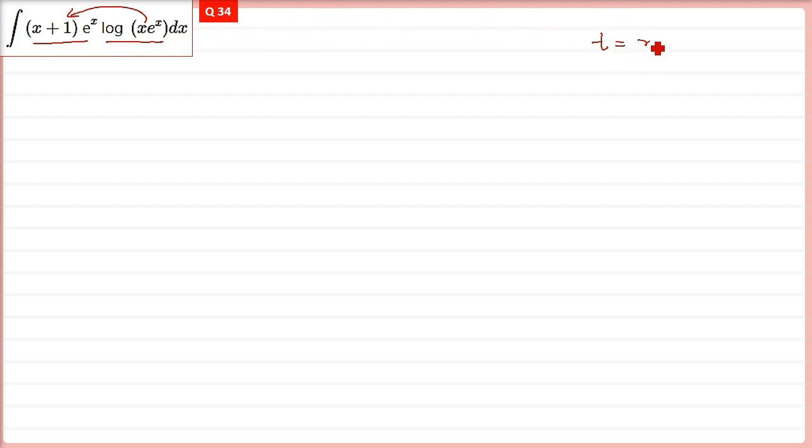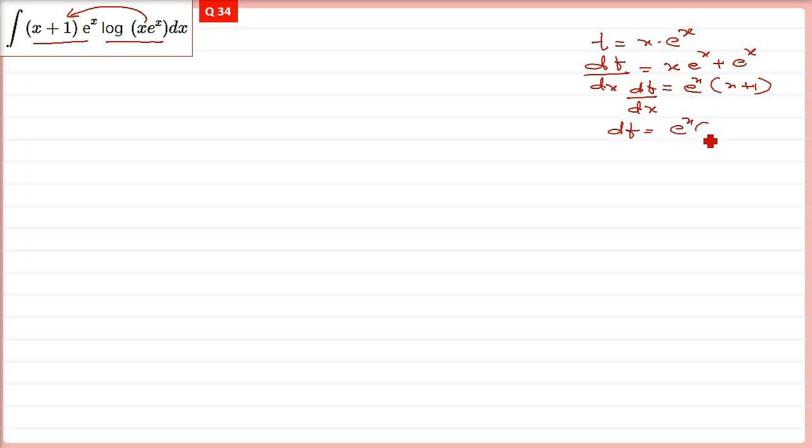If you take t equals x into e raise x, this dt by dx will be equal to what? You know how to differentiate this. Take x, e raise x will be e raise x, plus now e raise x, differentiation of x will be 1. You can take e raise x common, you will get x plus 1 inside. And then dx can be taken on the right, so dt will be equal to e raise x, x plus 1 into dx. This relationship can be used because we already have x plus 1 into e raise x in this question. So this e raise x, x plus 1 into dx will become dt.